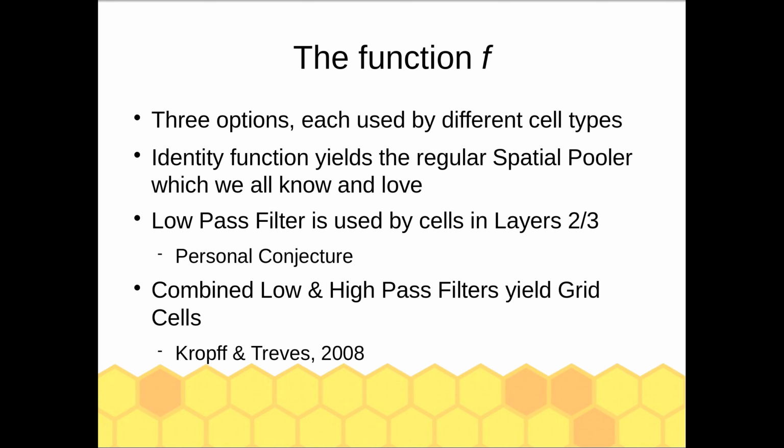There are three different options for the function f, each used by different cell types. If f is the identity function, then you get a normal spatial pooler. The function f can also be a low-pass filter, or a combination of low and high-pass filters which yields grid cells.